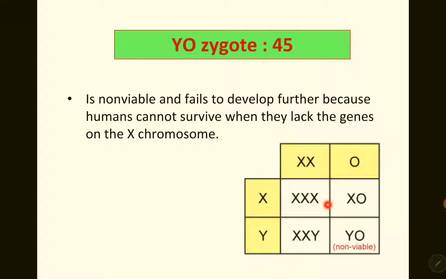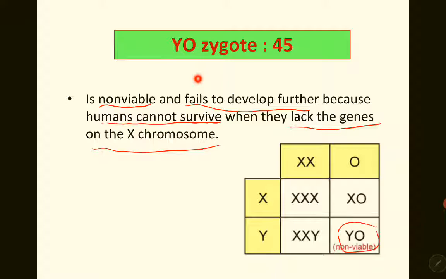Okay, YO. We say that it is non-viable and fails to develop further, because humans cannot survive when they lack the genes on the X chromosome. Okay, so if only YO, meaning that this patient has only 44 autosomes without any sex chromosome, because the Y chromosome does not carry any gene. So if 44 chromosomes in total, humans cannot survive. So it is non-viable. Okay.